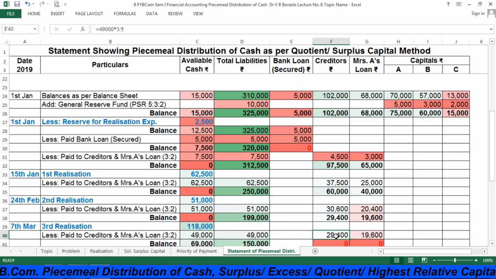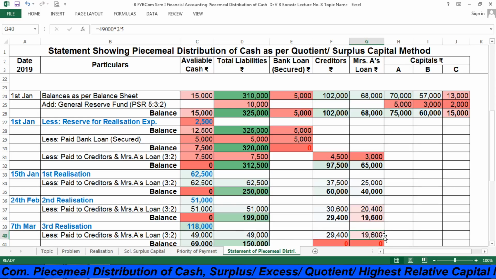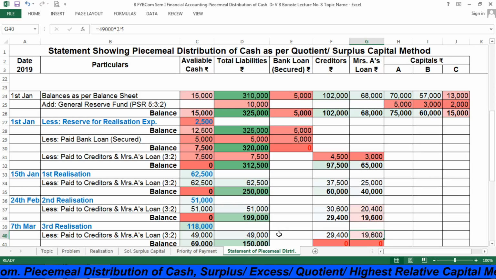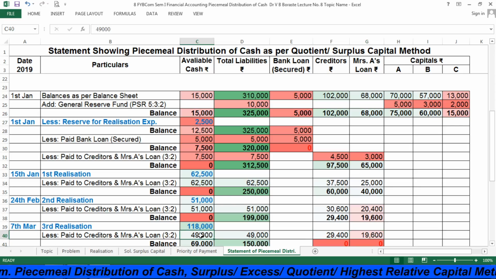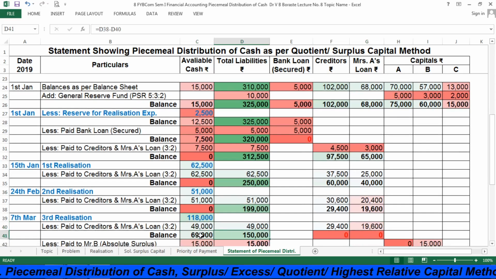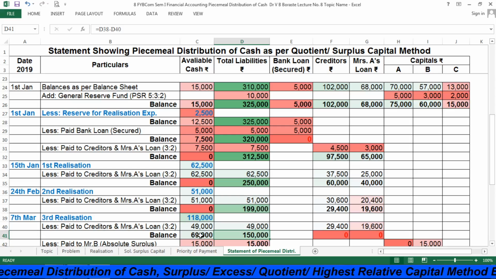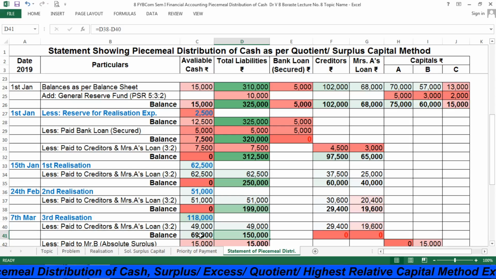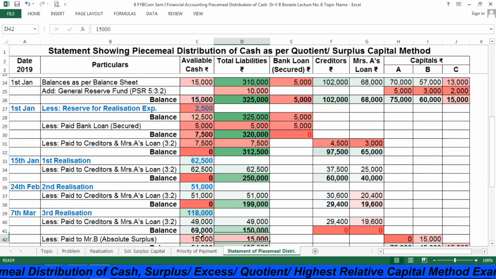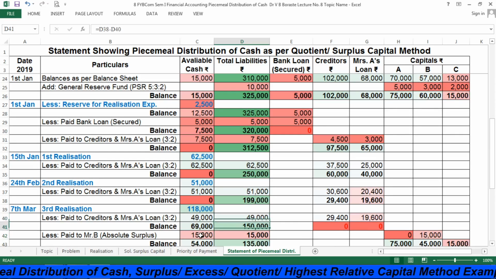Creditors will get 29,400 and Mrs. A's loan, that is Mrs. A, will get 19,000. After the payment of 49,000, we have an amount of rupees 69,000. Total liability is still payable 1,50,000. Creditors are nil and Mrs. A's loan is nil.